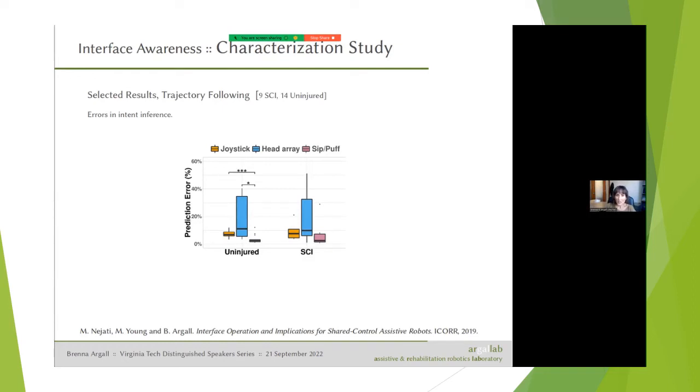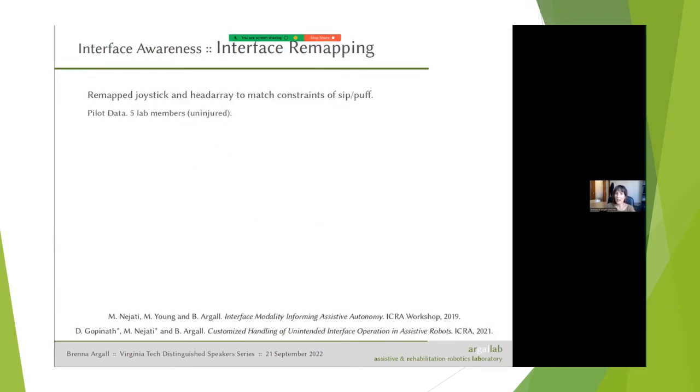So to dig into this a little bit further, Maddie tried remapping the joystick and head array to match the constraints of the sip and puff. If we remember, with the sip and puff, you only issue one-dimensional control at a time, and it's non-proportional, so it's like turning a switch on and off. She just ran this on our lab members for some pilot data.